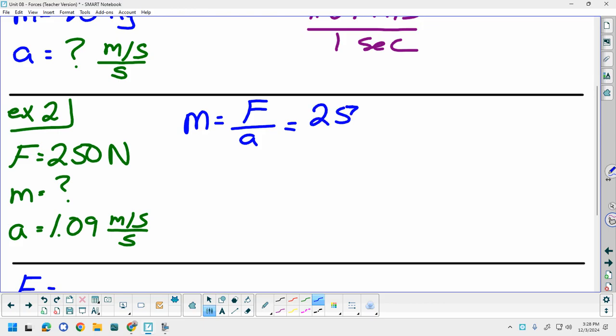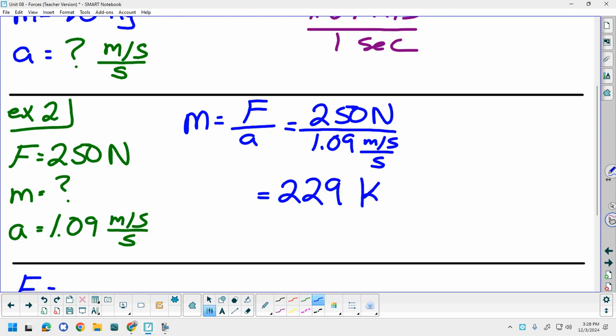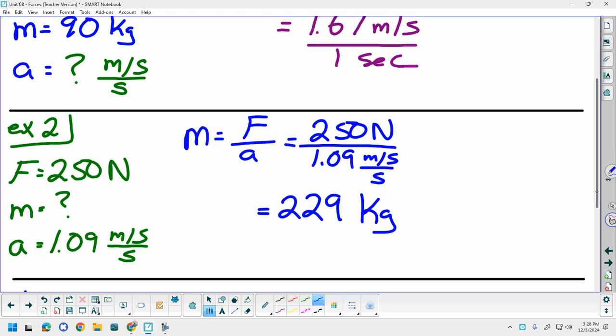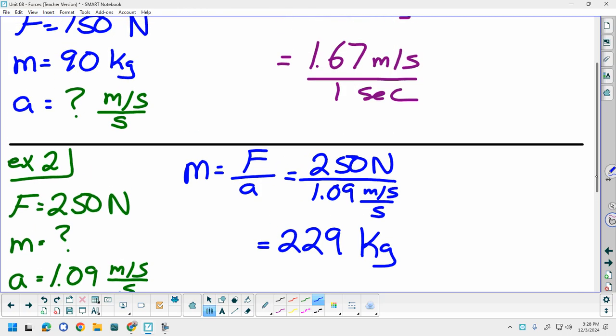So 250 newtons over 1.09 meters per second every second. And so again, we're going to divide. And if we divide that out, we end up with a mass of 229 kilograms.